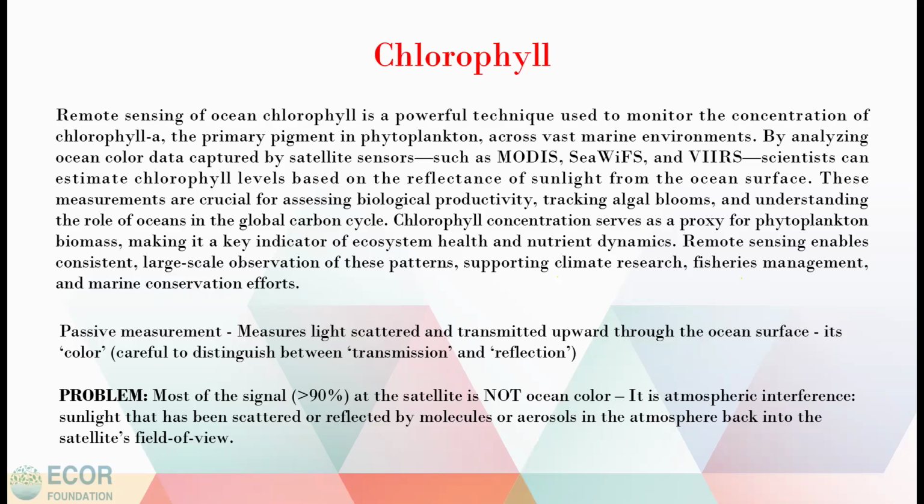So the satellite is above the atmosphere, so obviously the light will go through so many layers of interference, so we cannot assure that it is the actual ocean color that we are seeing from the satellite. Sunlight that has been scattered or reflected by the molecules or aerosols in the atmosphere is called atmospheric interference. So this is the satellite's field of view, where we cannot assure whether it is a proper ocean color. So for that, it needs proper atmospheric correction.